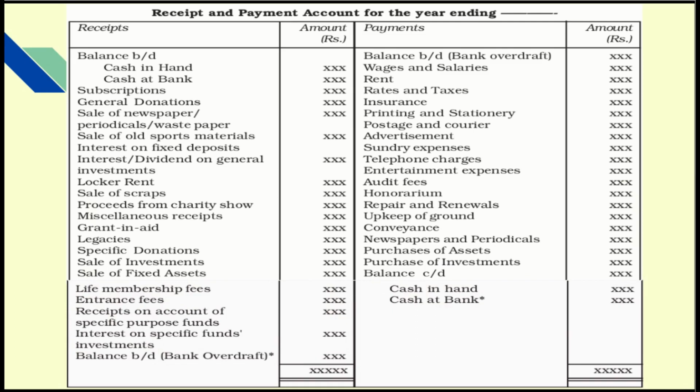Now if it is cash in hand or cash at bank at the end of the period, then balance carried down: cash in hand, cash at bank. But if it is bank overdraft at the end of the period, then on the debit side, balance carried down: bank overdraft. Now both the sides of the account are totaled and the account is closed. We will be back soon with the income and expenditure account and the balance sheet in the next episode.